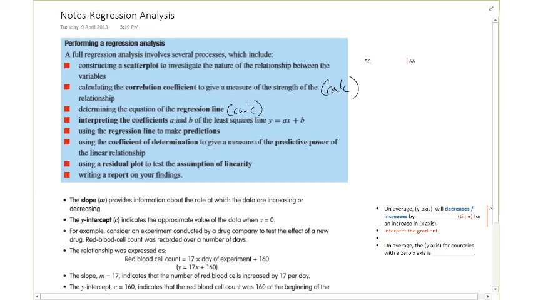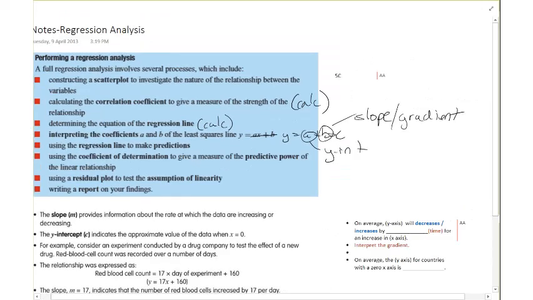We interpret the coefficients A and B of the least squares line. Remember, this should be written slightly differently: Y equals A plus BX, where A is the Y-intercept, and B is the slope, or gradient. You have to read the question specifically to see which one you actually talk about.